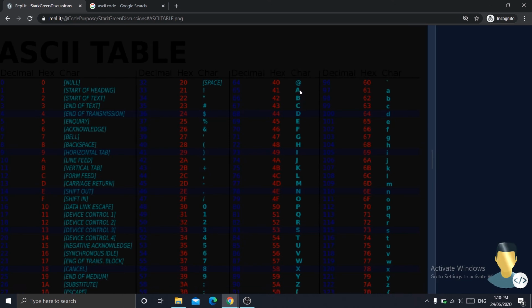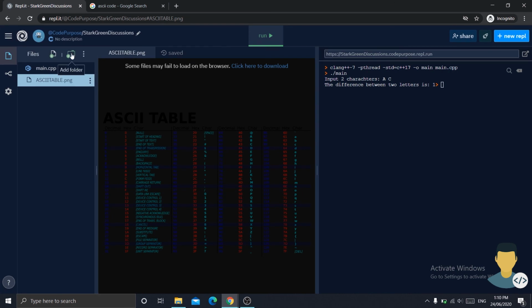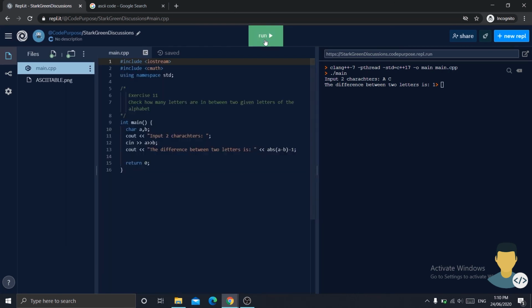Now let's write between A and H. We have 1, 2, 3, 4, 5, 6 letters in between. A and H, 6 letters.